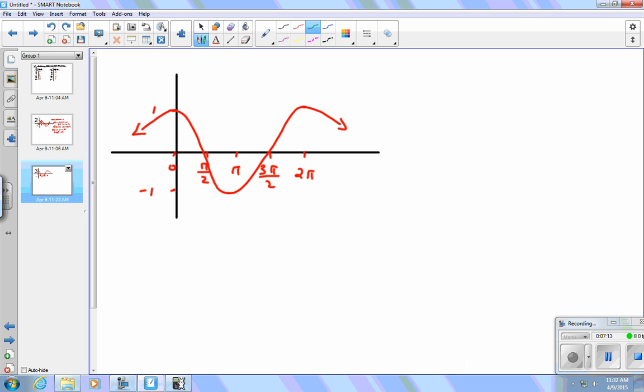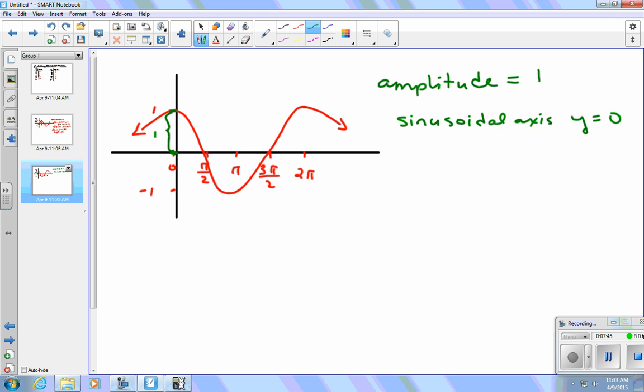So let's take a look at the characteristics of the cosine curve. Our amplitude is still equal to 1. The peak, the highest point of the graph, the distance from that to the midpoint is still 1. The sinusoidal axis is still y equals 0. The x-axis still runs horizontally through the middle of that graph.